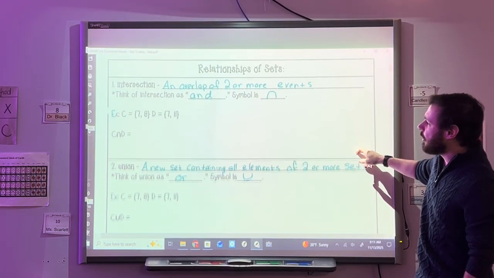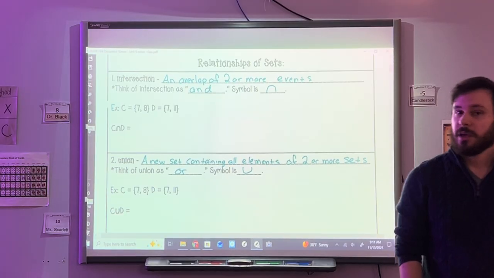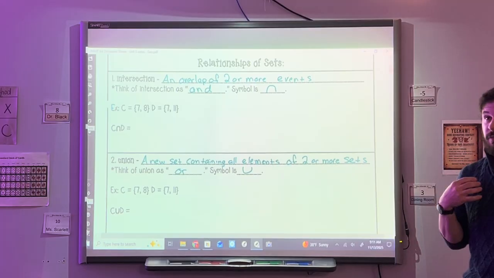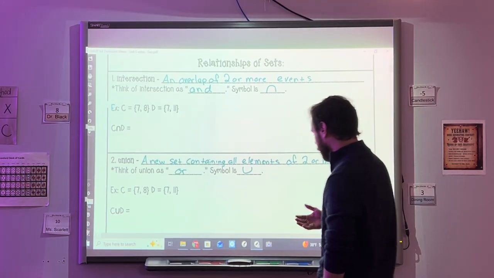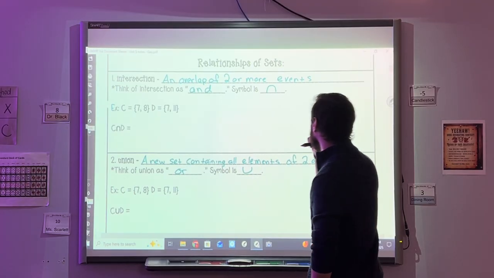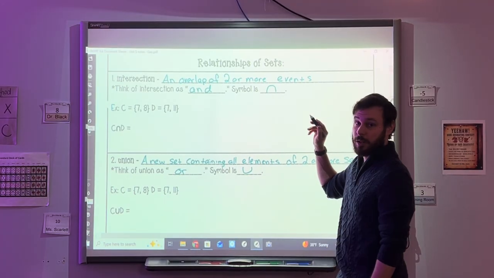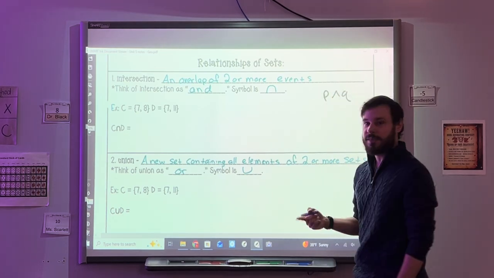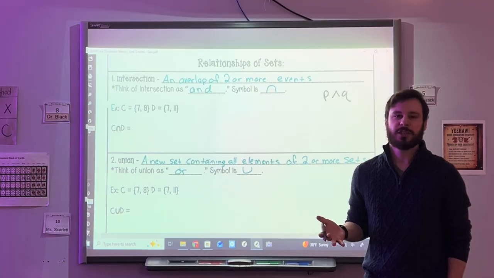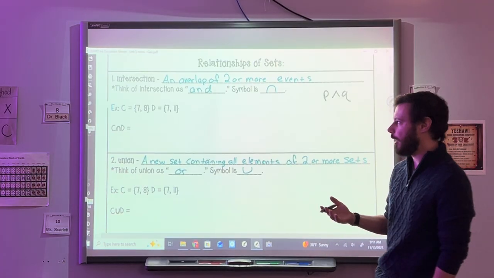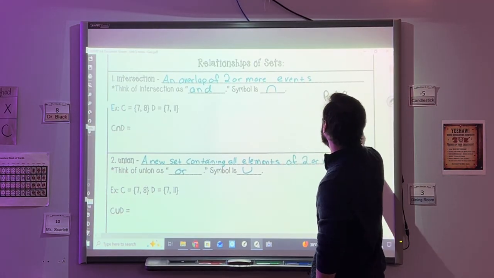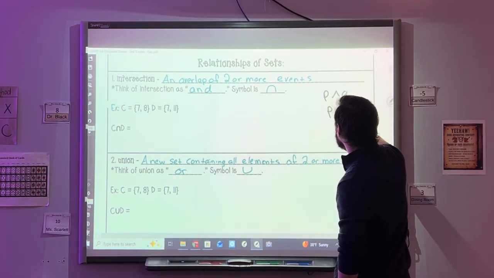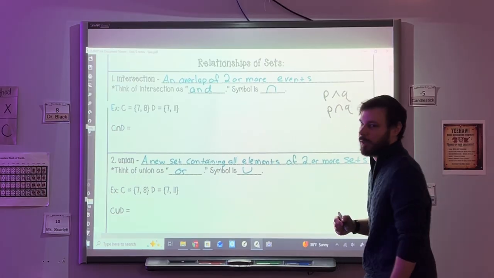So we have some relationships of sets. An intersection is an overlap of 2 or more events. We think of these as AND, and the symbol is that. Now, some of you may recall from another unit where we had P and Q, and it was the up arrow. Well, in math, we have to change everything all the time, right? You can't get used to one symbol because we have to make it more difficult. So instead of an up arrow, it's just an up N. It's kind of like an N. So you can say P and Q that way.